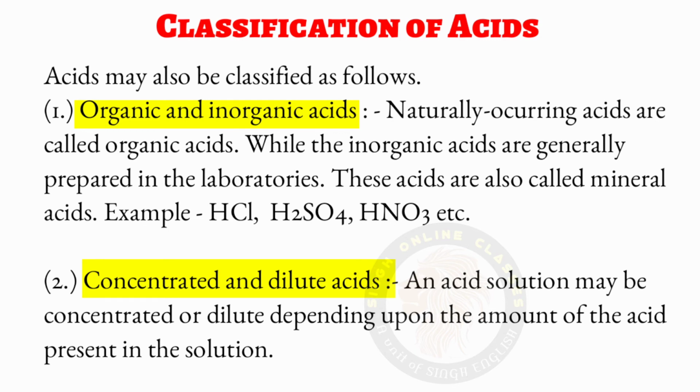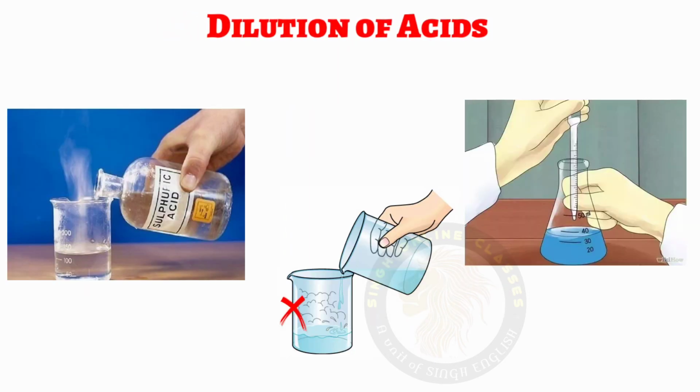Next, concentrated and dilute acids. Here, a solution which contains a large amount of acid is said to be concentrated acid, and the solution which contains a smaller amount of acid is said to be dilute acid. Thus, concentrated and dilute solutions of an acid differ from each other only in the proportions of the acid and water in them. Now, how to dilute an acid? So, dilution of an acid.